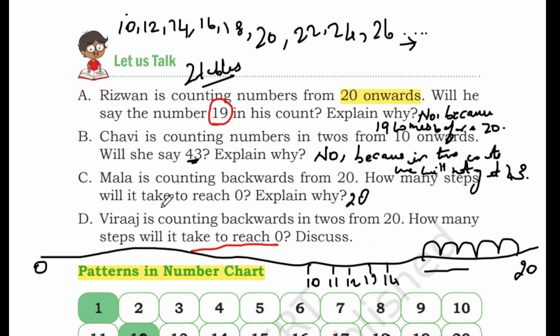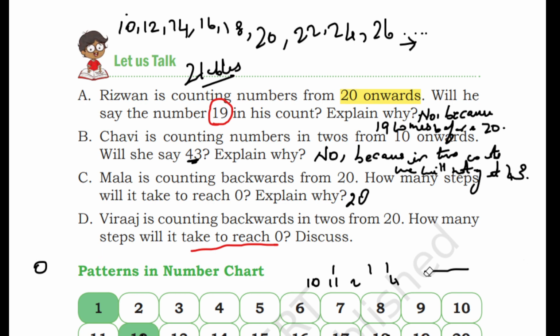So the next one, Viraj is counting backwards in twos from 20. So Mala went backwards only one step, but Viraj is counting two steps. So how many steps will he take to reach 0? As we know, one step we reach 20. Two steps, we divide 20 by 2, which is 10. Right? So this answer will be 10. But we will draw the pattern here so that we find out.